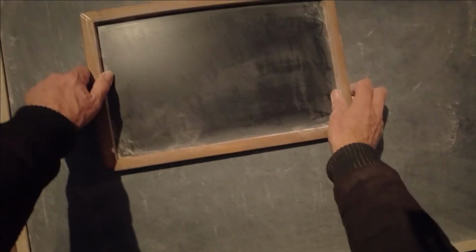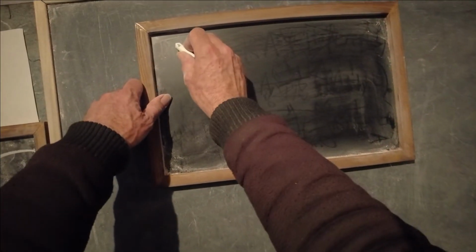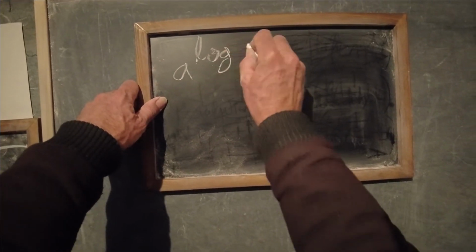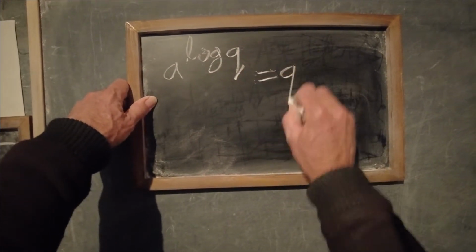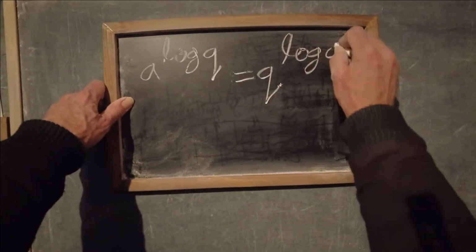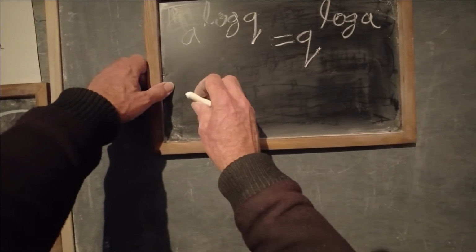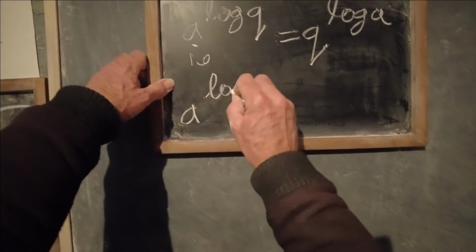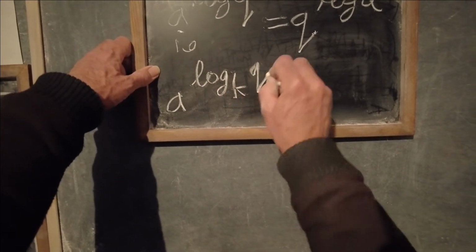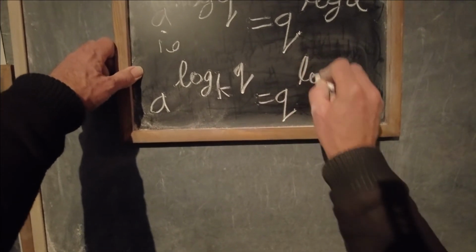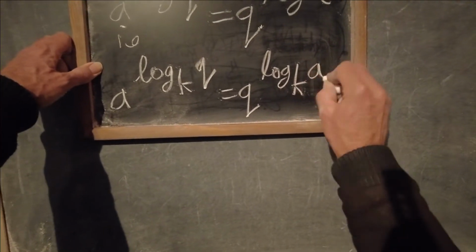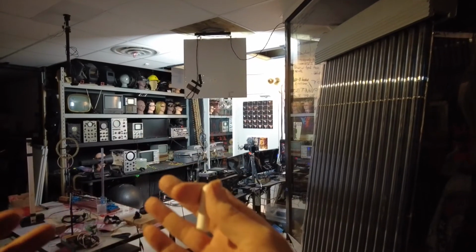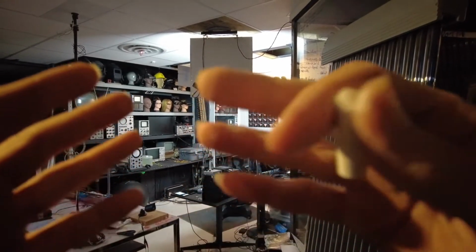And we've used here the very simple principle that a to the log q equals q to the log a, which applies for any base, i.e. a to the log base k of q equals q to the log base k of a. So we've simply substituted that in. Okay, let's consider a third example.